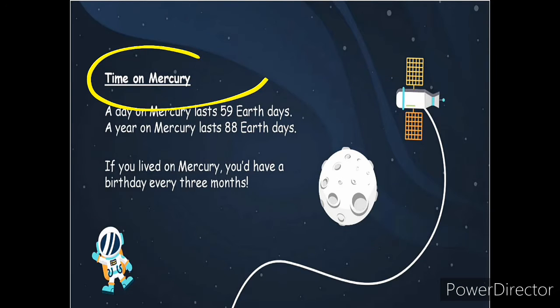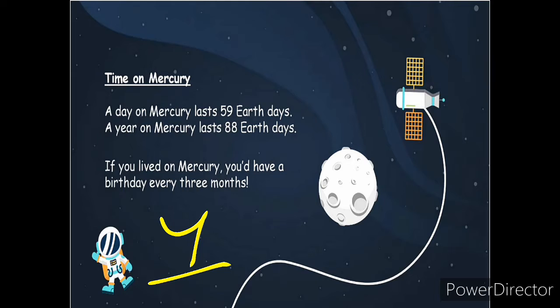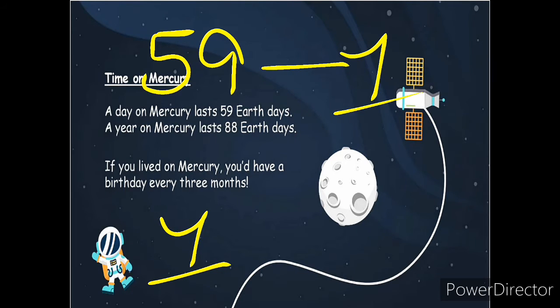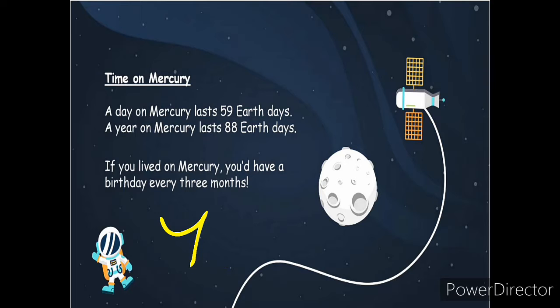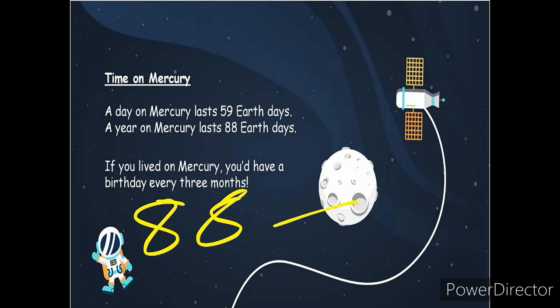Okay, time on Mercury. One day on Mercury lasts 59 Earth days. That means 59 Earth days are equal to 1 day on Mercury. It is good, right? And now 1 year on Mercury: 88 Earth days are equal to 1 year on Mercury.